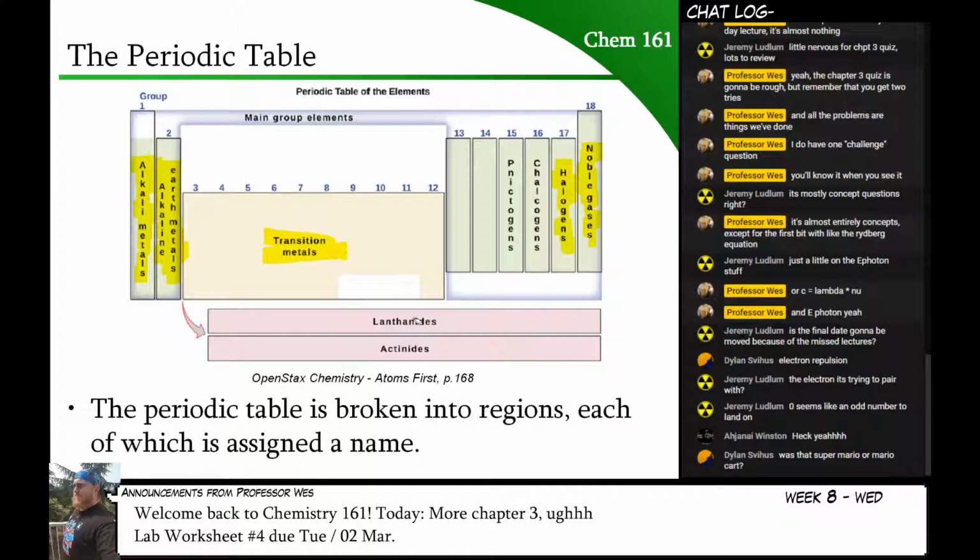So know what these groups are. The group names are: group 1 is the alkali metals, group 2 is the alkaline earth metals, group 17 is halogens, and group 18 is noble gases. I do not care about chalcogens, and I literally had never heard of the word pnictogens until I got this textbook, which was probably a year and a half to 2 years ago. I was like, wow, that group has a name? I had no idea, because nobody uses it. But halogens are common enough, so you should know that.